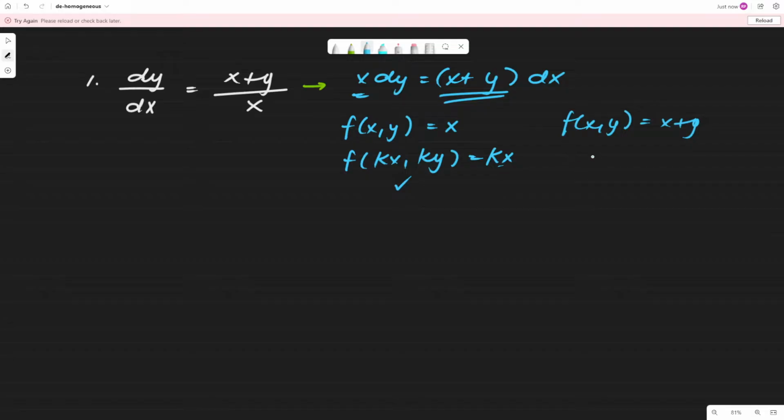Tapos, ganun din, so, let's substitute f of kx, ky is equal to kx plus ky. Then, we can factor out k. So, we have k times x plus y. So, since nag-arrive ulit tayo sa k raised to n f of x and y natin, this is homogeneous. Meaning, we can solve this using homogeneous coefficient method. So, okay, let's do this.